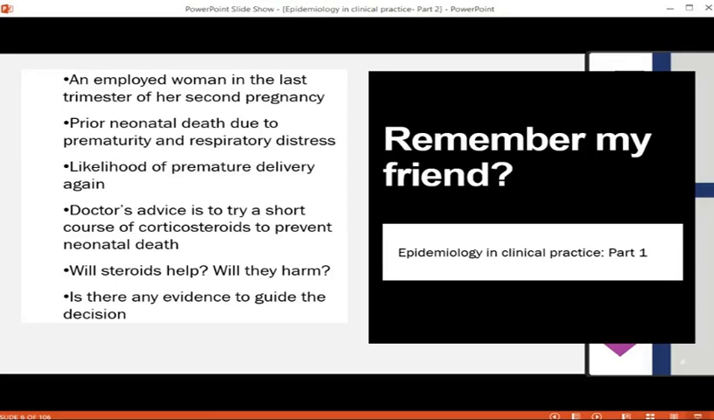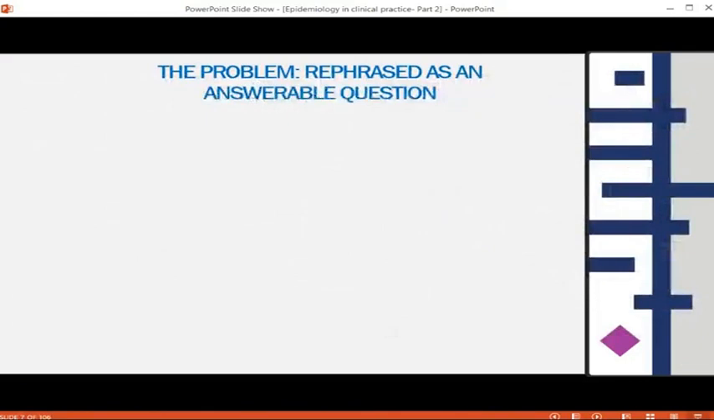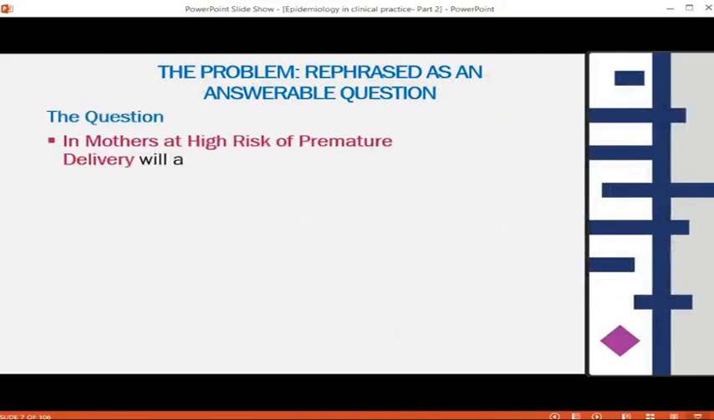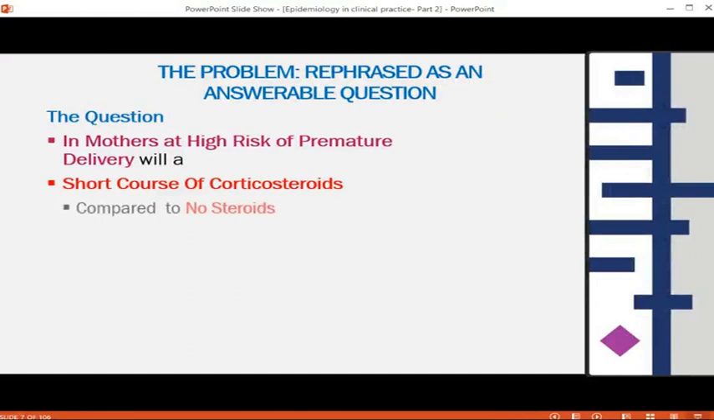And remember, I had mentioned last time that I couldn't find this information from talking to my consultant friends, so I decided to look for the evidence myself. And when I wanted to look for it in PubMed, I realized I need to rephrase this question in an answerable manner. So I reframed it as, in mothers at high risk of premature delivery, will a short course of corticosteroids compared to no steroids prevent or reduce neonatal deaths?